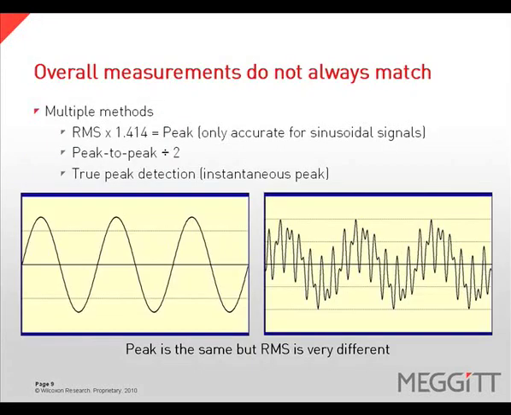Overall vibration measurements from different equipment do not always match. This is because there are multiple methods for calculating the overall vibration. Some equipment will measure the RMS value and then multiply it by a known factor to get the peak value. Others will measure the peak-to-peak value and divide by 2. The overall values will only match if the exact collection, calculation methods, and bandwidths are used. In our example, the peak value is very similar, but the RMS value would be very different. This is what leads to differences in overall values.